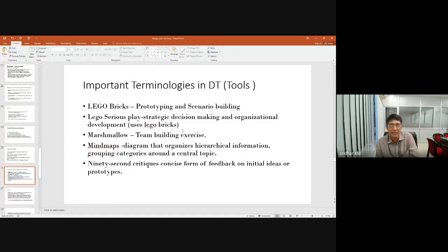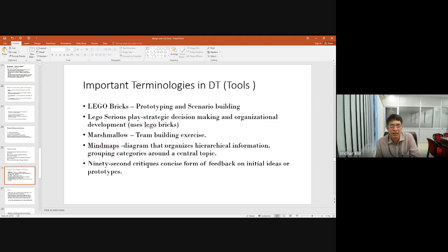Lego Serious Play is a strategic decision-making and organizational development tool. It uses Lego bricks, where we make strategic decisions and organizational plans. Marshmallow is a team building exercise. You can use it in the empathy step. Team building exercises bring everybody into a single brain and make everybody participate. So the marshmallow technique is good to start with for bonding the team of students.